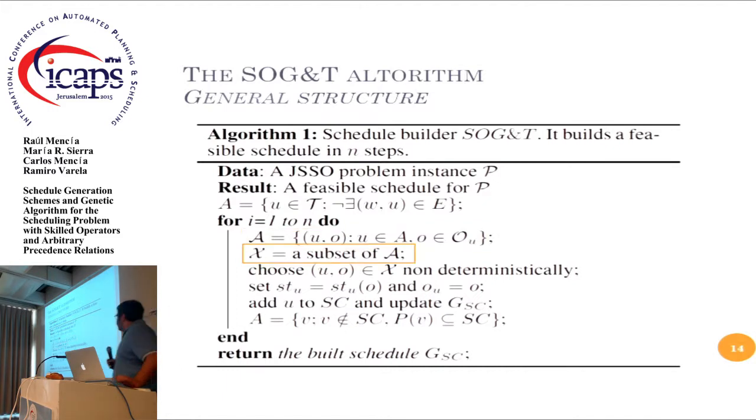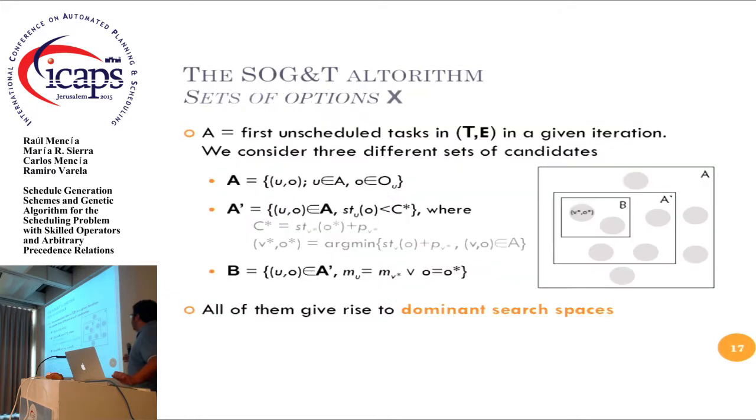After that, the set of options X is created as a subset of the set of options A, and from this set, we choose the option that is going to be scheduled in this iteration in a non-deterministic way. Then we update the different structures of the algorithm. And here I'm going to talk about the set of options A, X.